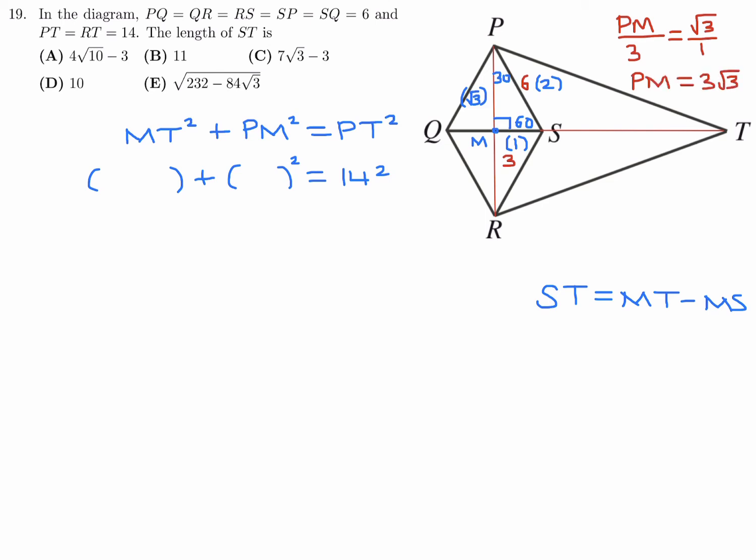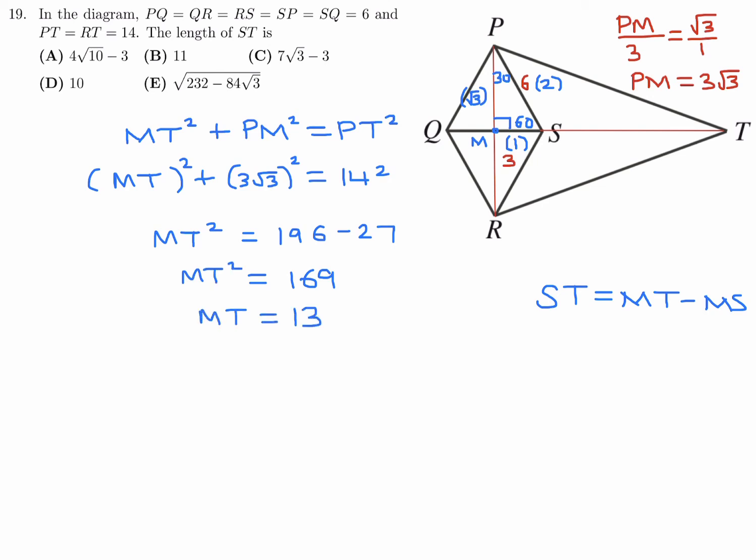So now we have everything we need to solve. PM, I put in here 3 root 3, and then MT, I'll just leave it empty for now. So that means MT squared is equal to 14 squared, which is 196. 3 root 3 squared would be 9 times 3, which is 27, so subtract it on that side. And you get 169 is equal to MT squared. Therefore, MT is the square root of that, which is 13. And then now to finally figure out ST, that's MT, which is 13, minus MS, which is the distance from there to there, which is 3. So ST, therefore, is equal to 10. So number 19, the answer is D.